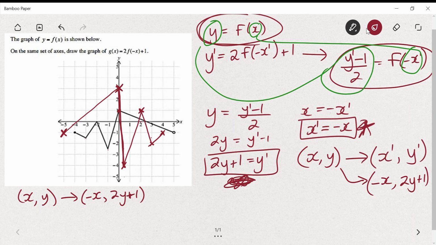So that would be a picture of what has happened under that transformation, just by looking at how a point on the original graph maps to a point on the transformed graph, and doing that for each point carefully, we can join them up and work that out.